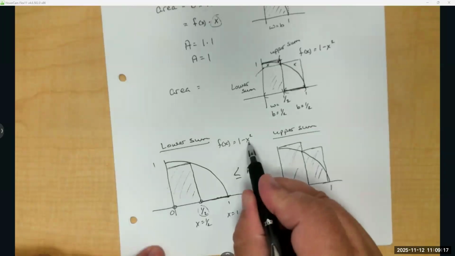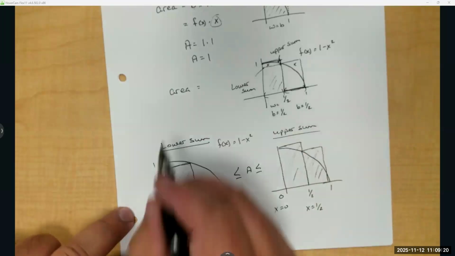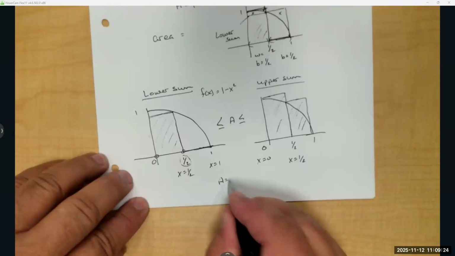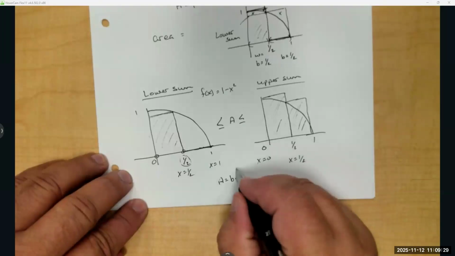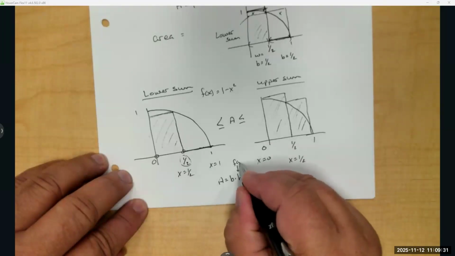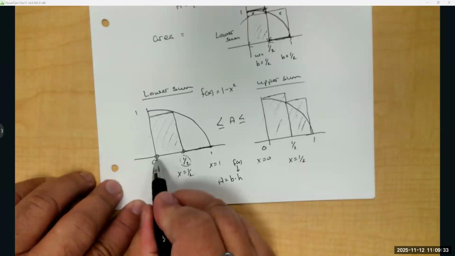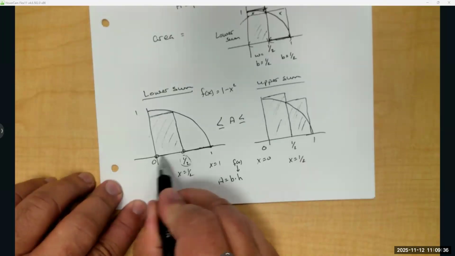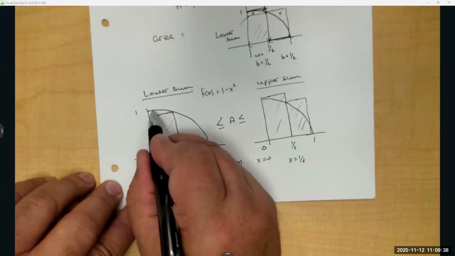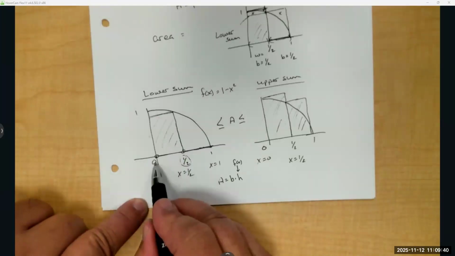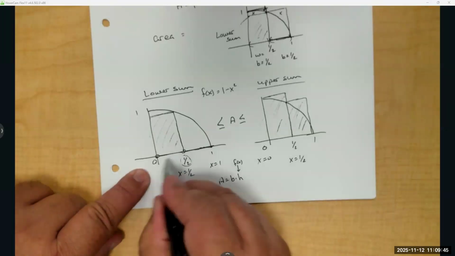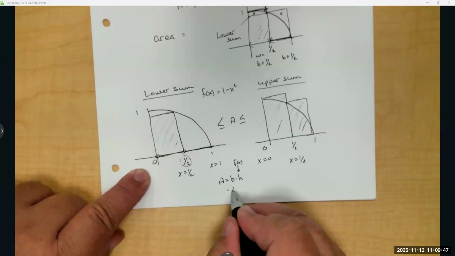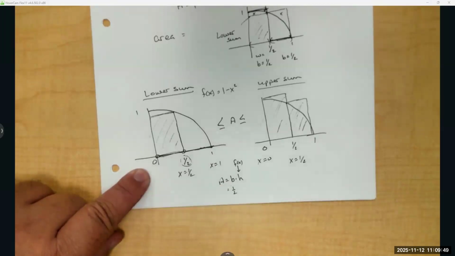Plug in the formula. Remember, the formula we're looking for area is the base times the height. The height is your function. Here's your base, that's the width, and then the height is how high it goes. So when x is 0, our base is 1/2. That's how wide it is.